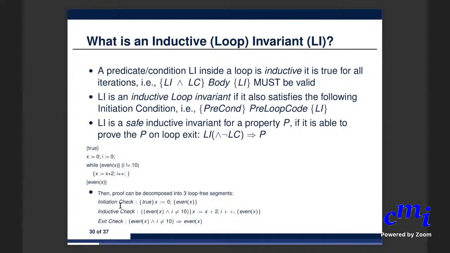One that establishes the initiation, does the initiation check. That is, you start from the assumption and you execute the fragment of code that appears before the entry point to the loop. Then the loop invariant holds good. The inductiveness check guarantees the inductiveness with respect to the body. And the exit check ensures that it is safe. All these 3 things are loop free, assuming that the body does not have any loop.